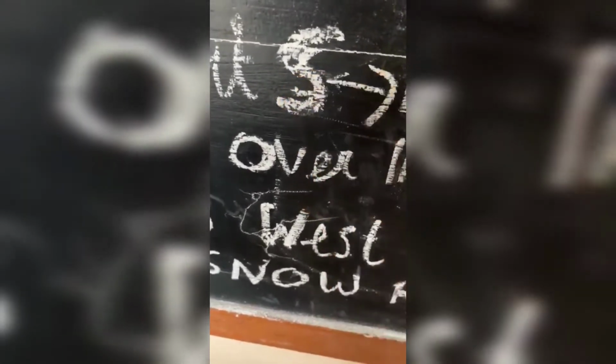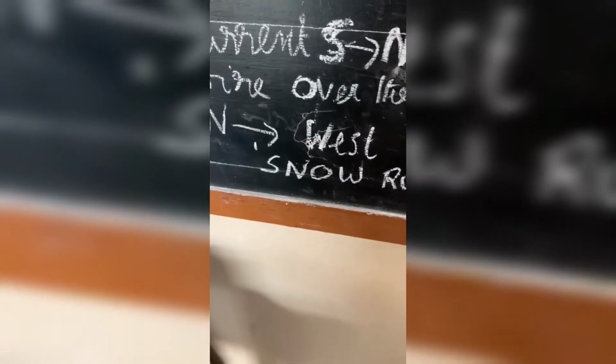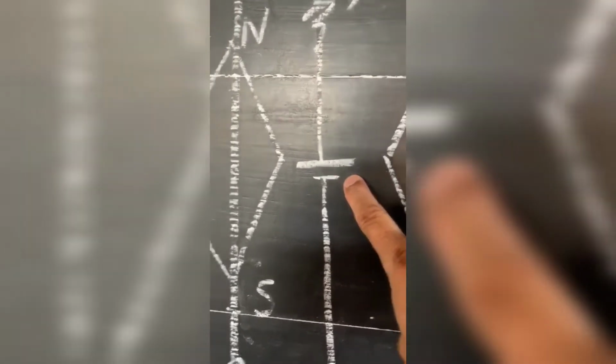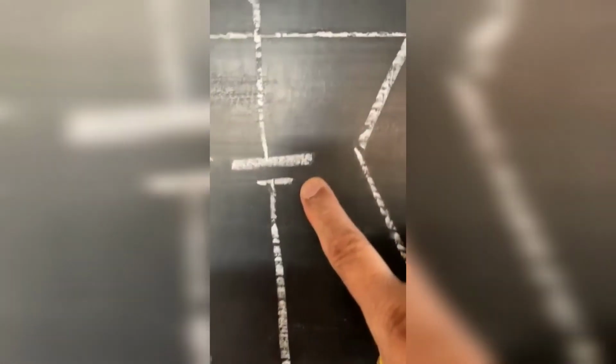Read this, S-N-O-W. You will get a word snow. So you can say that this is snow room. This is the second figure. Here, the direction of current is reversed. Positive down, negative up. So what will happen?